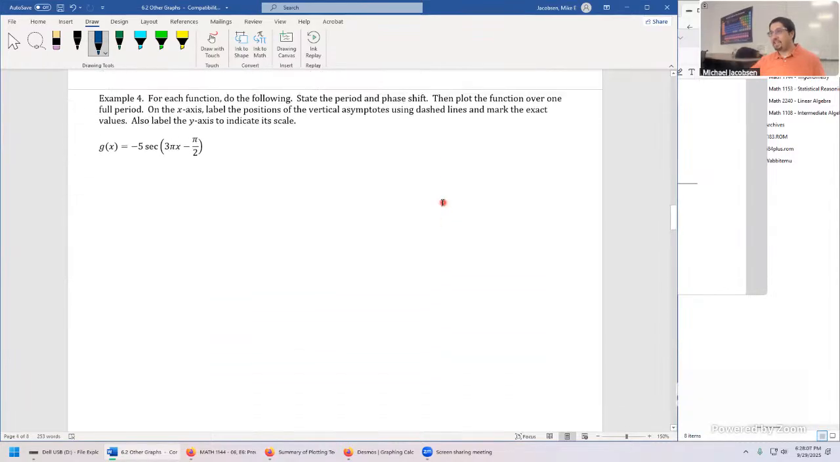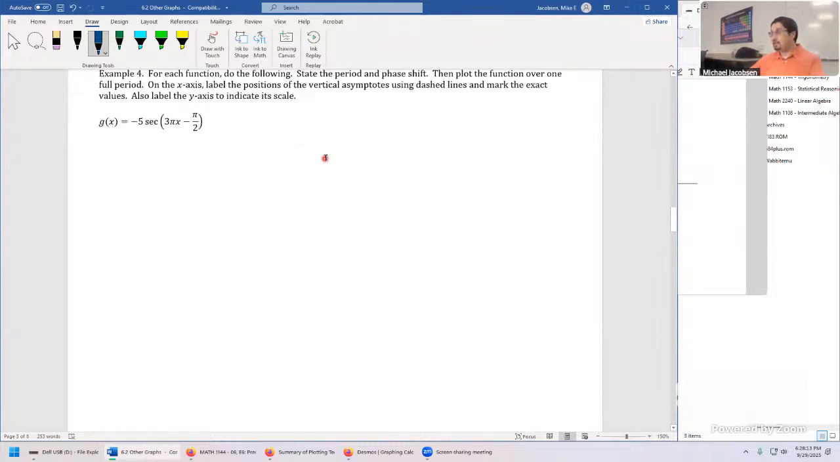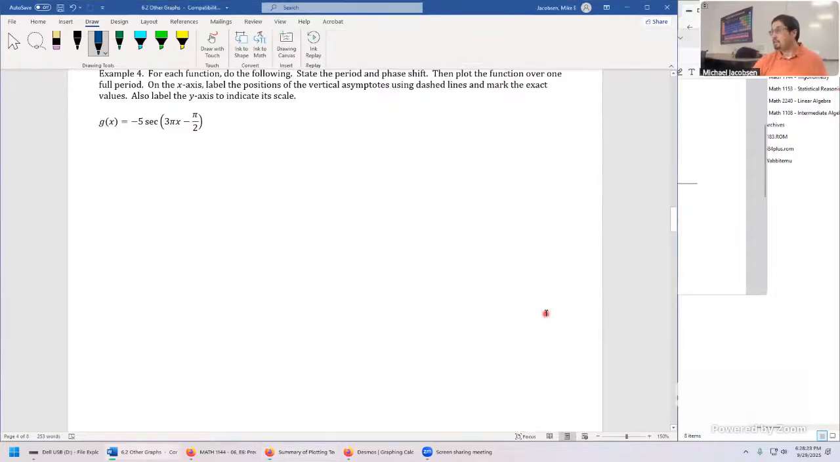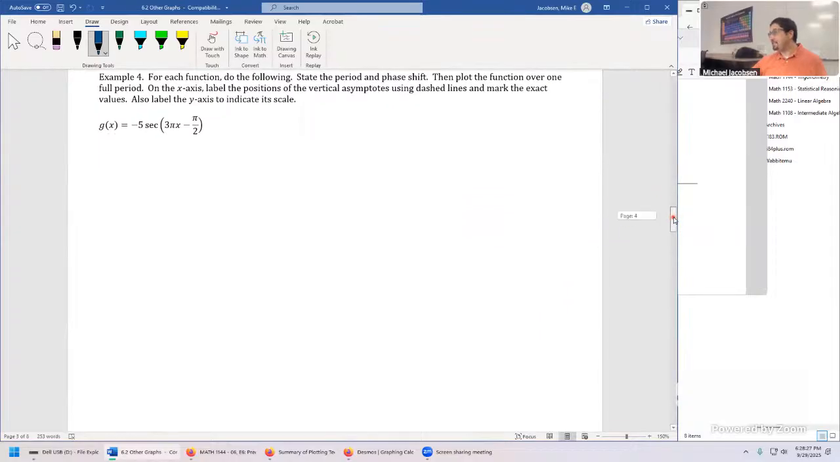So here's the next one. We're plotting this thing, negative 5 secant of 3 pi x minus pi over 2. It looks like a lot of stuff, but the exact same instructions as before. The major thing we have to be aware of is where the plot even starts. So the cycle starts here. We'll go down the line of the typical information that you're probably expecting at this point. We've done them all essentially the same.